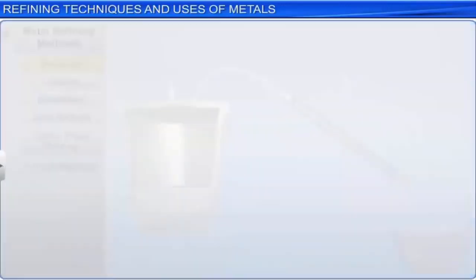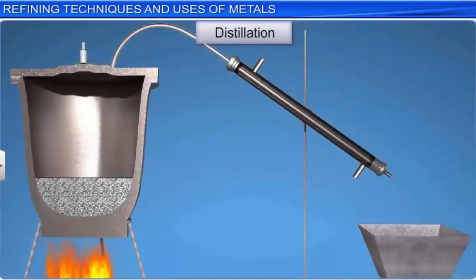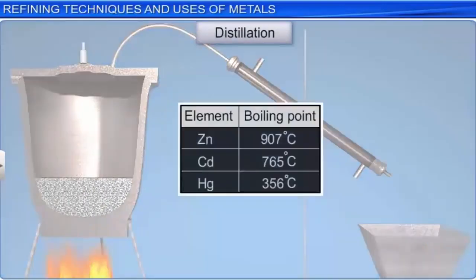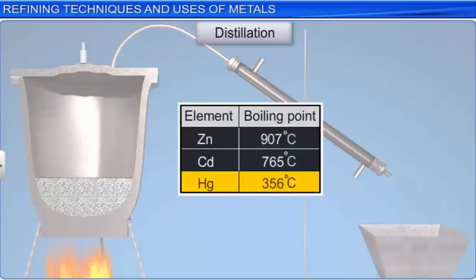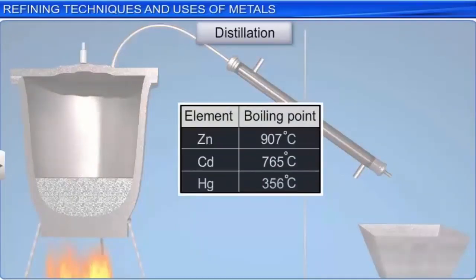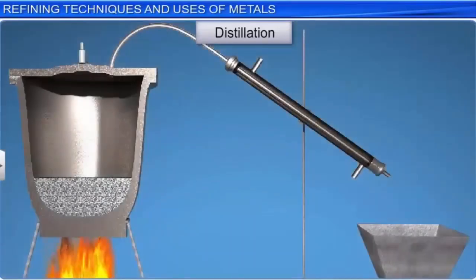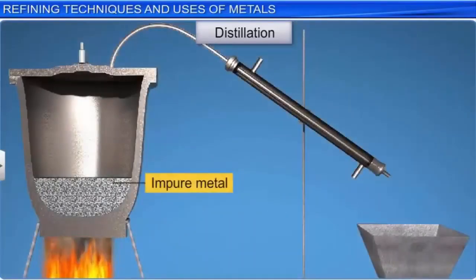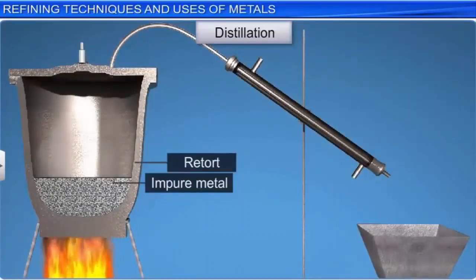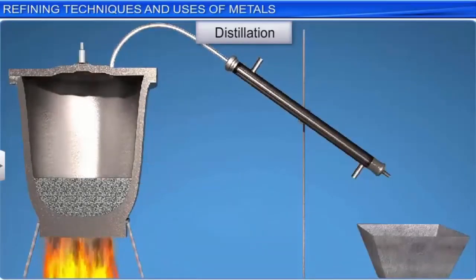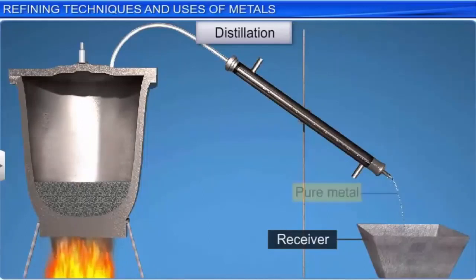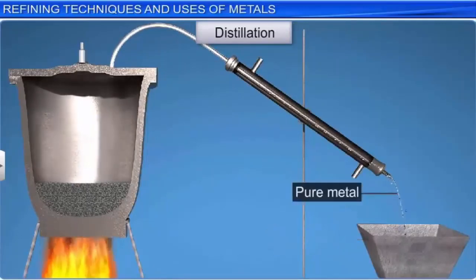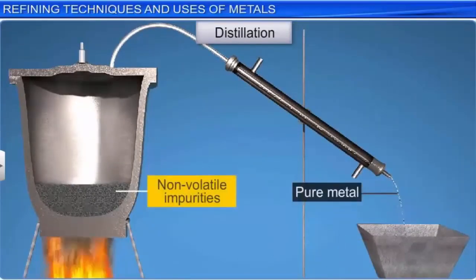This process is used to purify metals with low boiling points, such as zinc, cadmium, and mercury. In this method, the impure metal is heated in a retort and its vapors are separately condensed in a receiver. The pure metal distills over, leaving behind the non-volatile impurities in the retort.